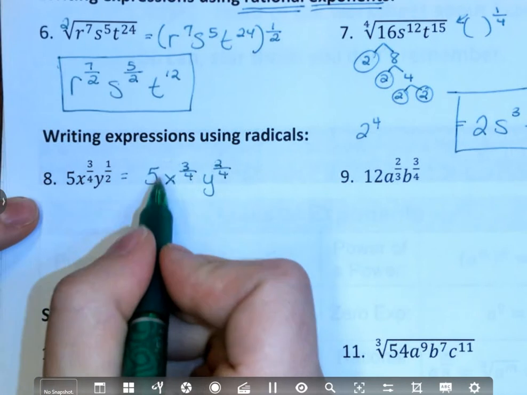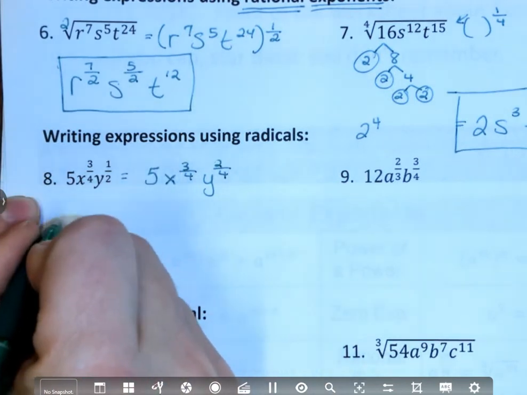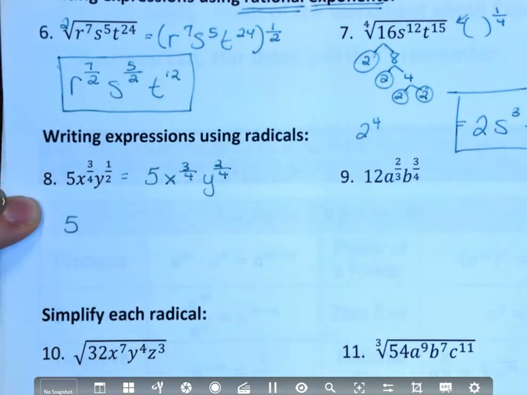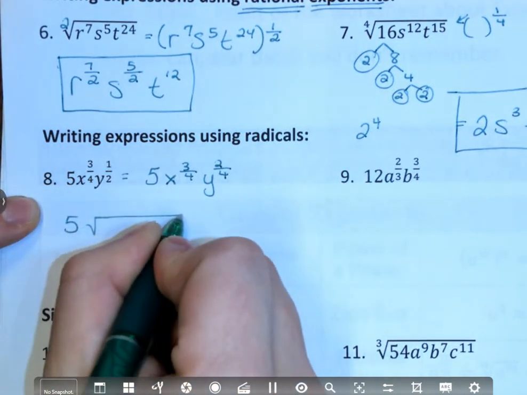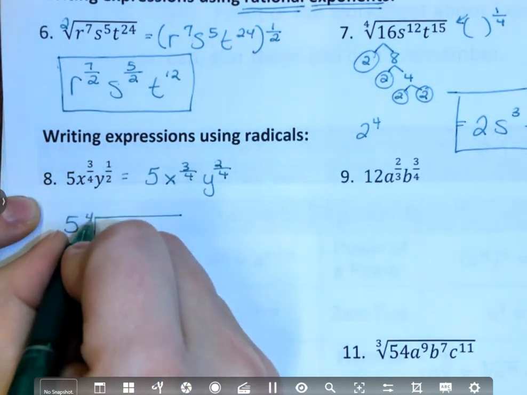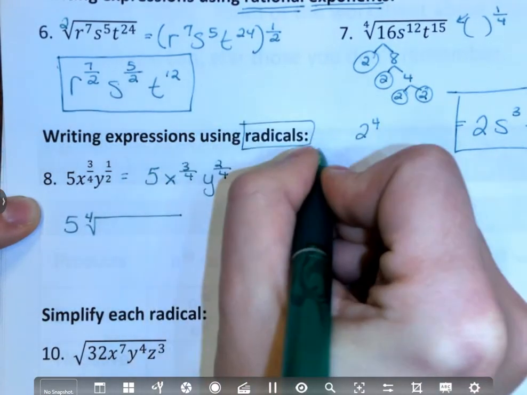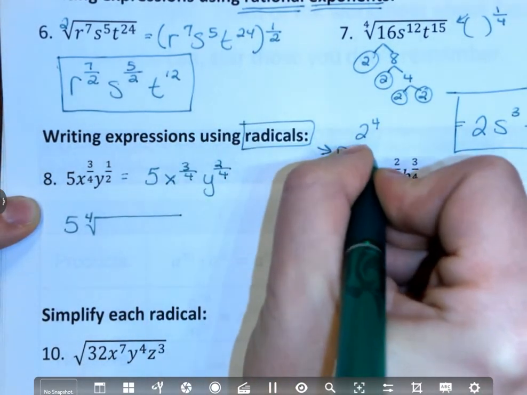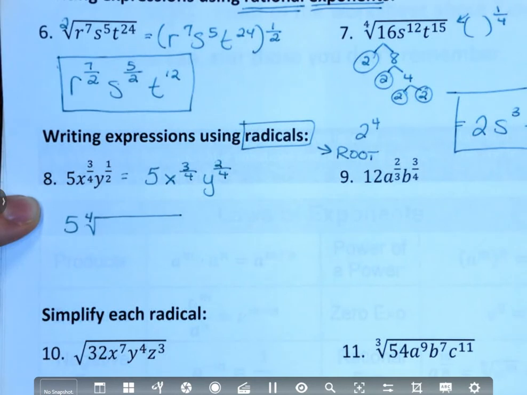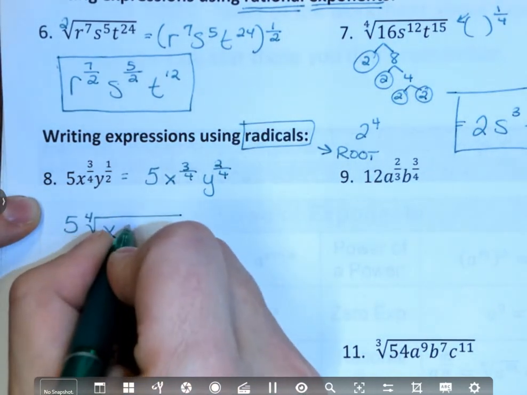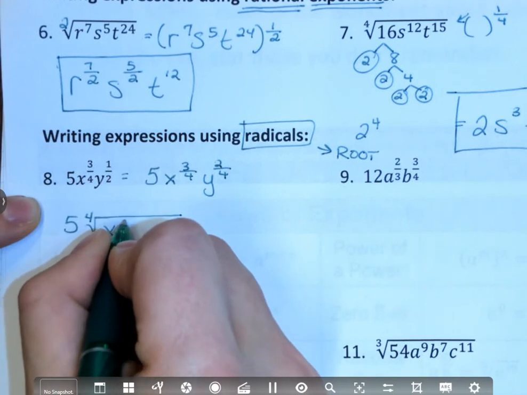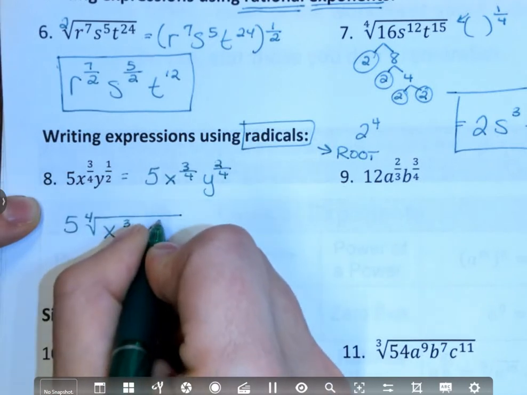So 5 doesn't have a fractional exponent, so he would come outside. What root would I have? Because a radical is a root. And then underneath the radical, I would have x to the 3y squared.